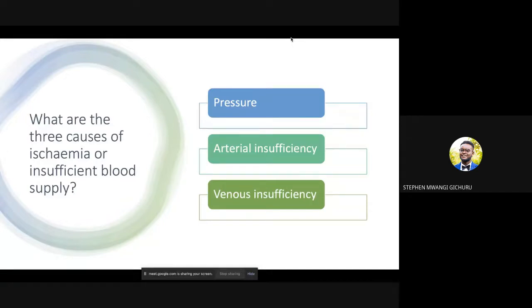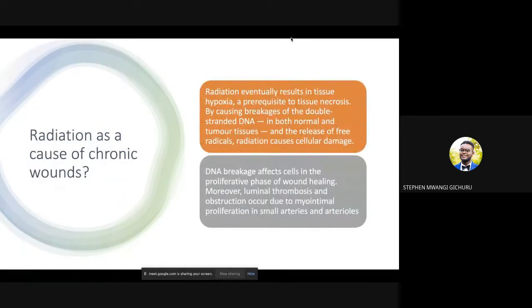At the end of the day, you also have to know how to classify. I've not put any slides on classifications. I feel that one you can always check up on yourself. How do you classify this type of ulcers?